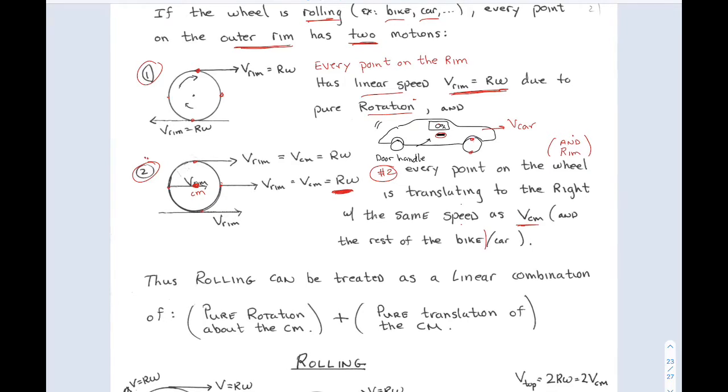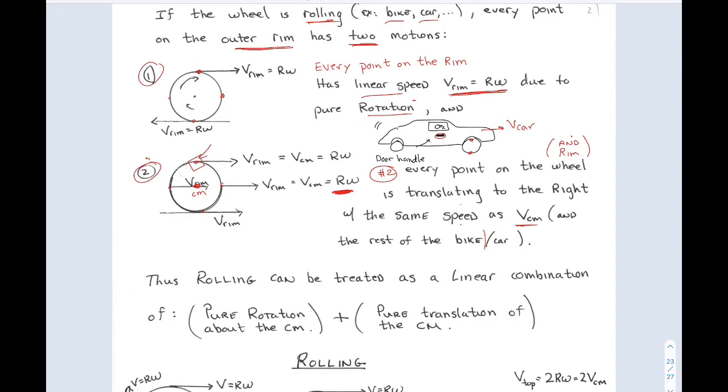If I look at this point right there on the wheel, this point is doing two things. It's headed to the right with speed r omega, the same speed as the center of mass, because it's attached to the car, and the car's headed to the right. And that point is also rotating. Now, the door handle is not rotating. That's the difference between that point on the wheel and the door handle. The door handle is not rotating, but that point is rotating.